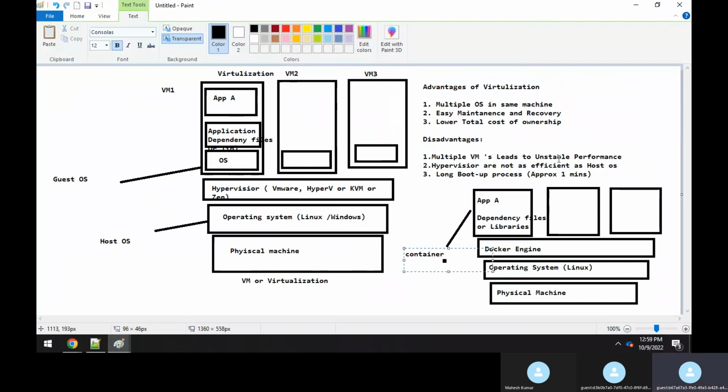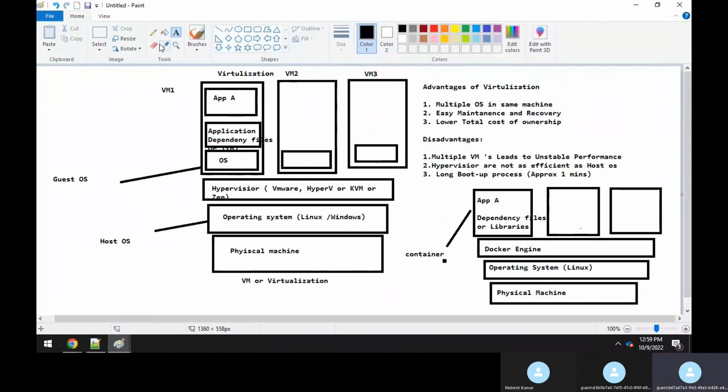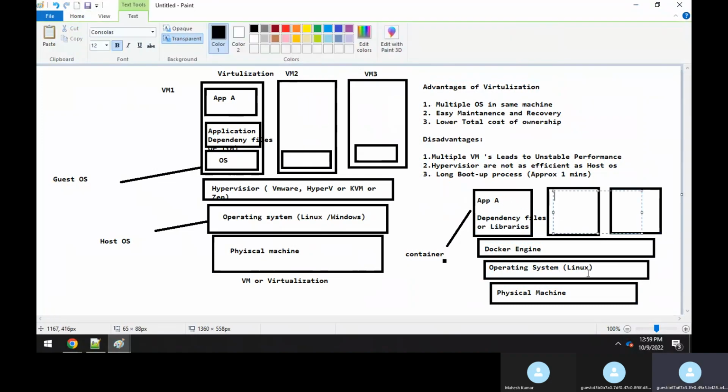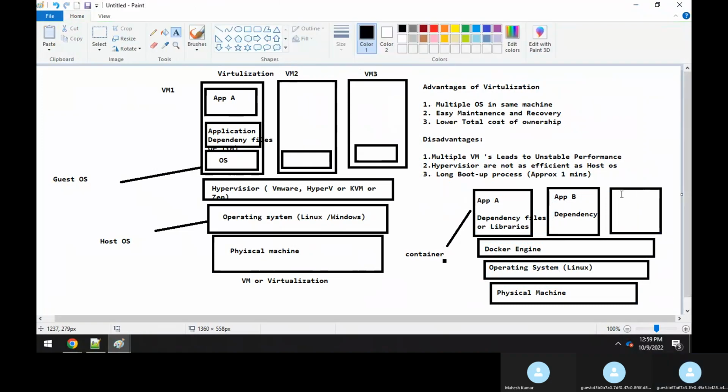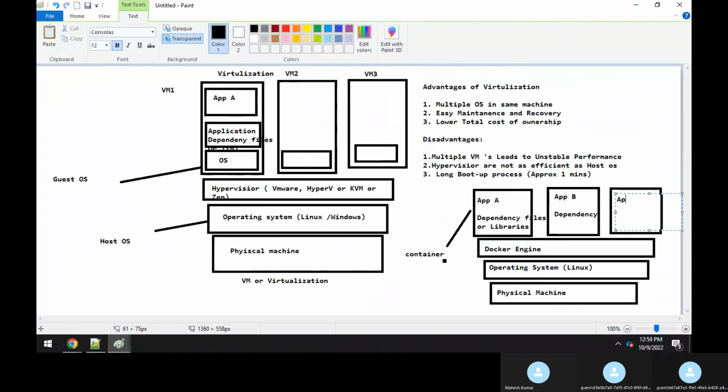Like that, we used to have multiple containers. Here in this container, we have an application known as app B, which is to run, and it has the same thing: the dependencies, dependency files and the libraries. Similarly, you will have one more container, like app C.